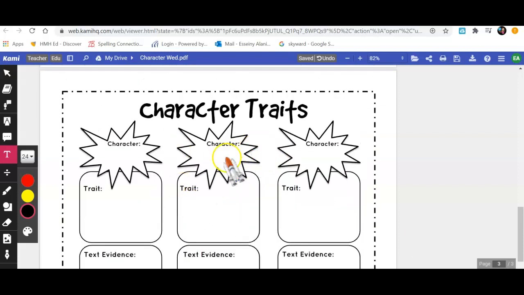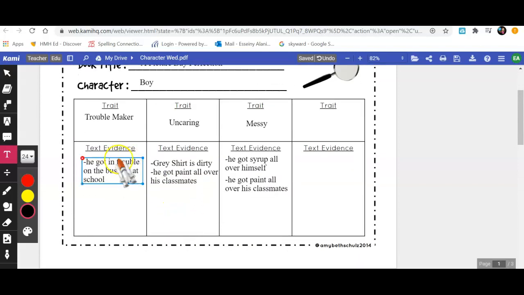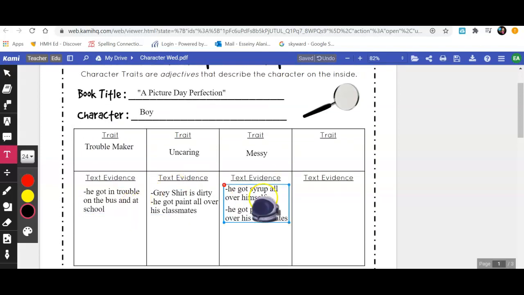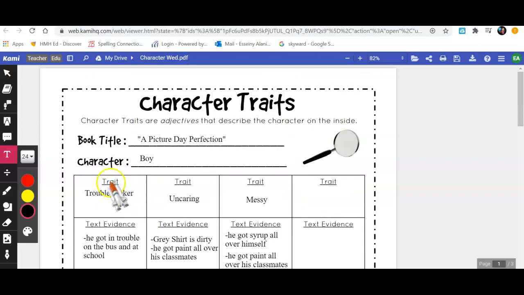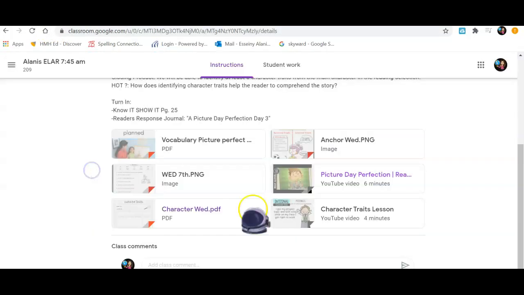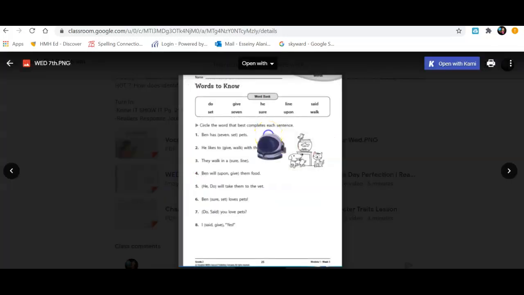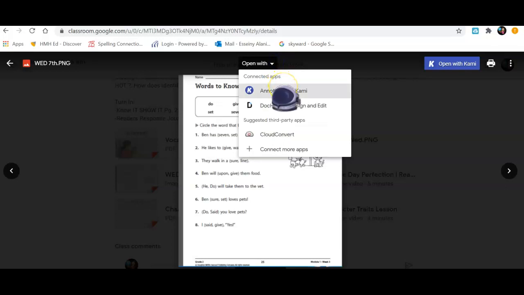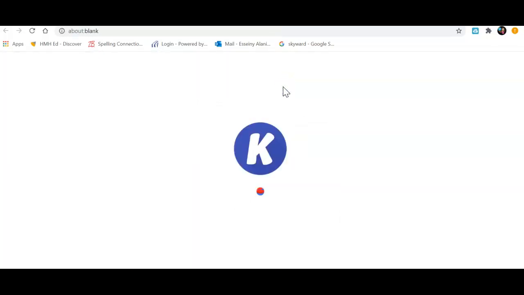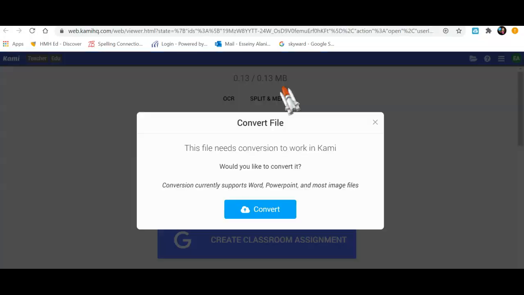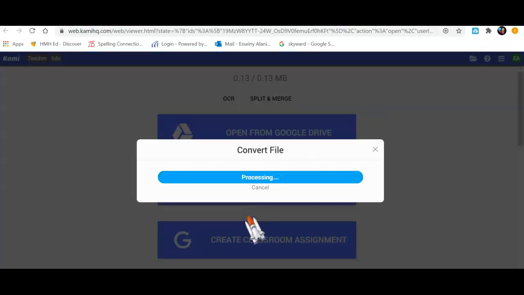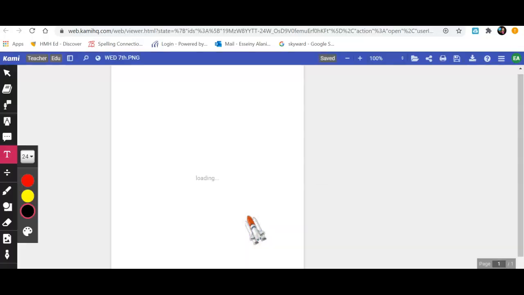Okay, and this page is just the same as the first one. So we already have his traits up here. Okay, and we use text evidence. So something important about character traits is that you need to have text evidence. Okay, now let's go to your other page. This one is the one that you're turning in today, okay? It's your Know It, Show It. Page 25.